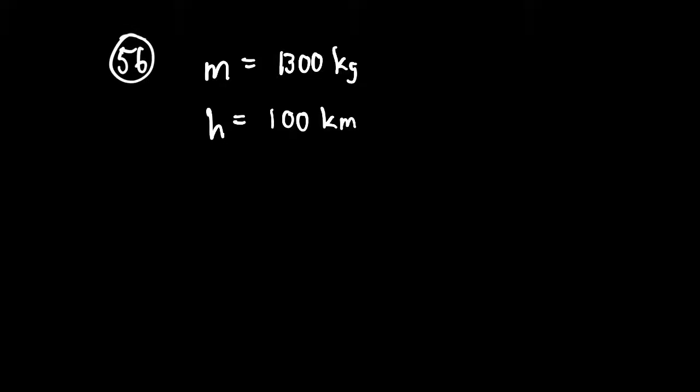Number 56. So this artificial satellite has a mass of 1,300 kilograms, and it's orbiting at a height of 100 kilometers above the surface of Earth. So other relevant numbers, we're orbiting the Earth, so we probably want to know characteristics of the Earth too. This would be true for anything that you were orbiting.